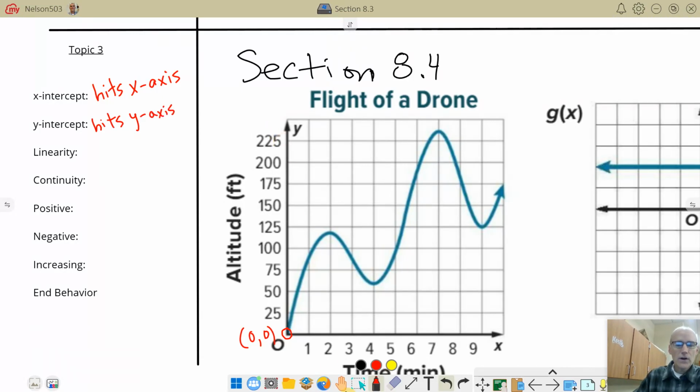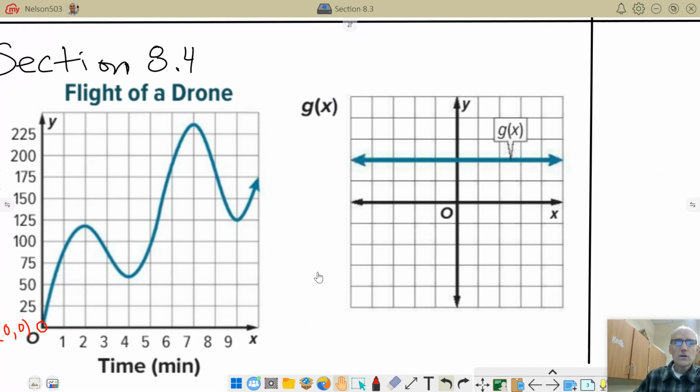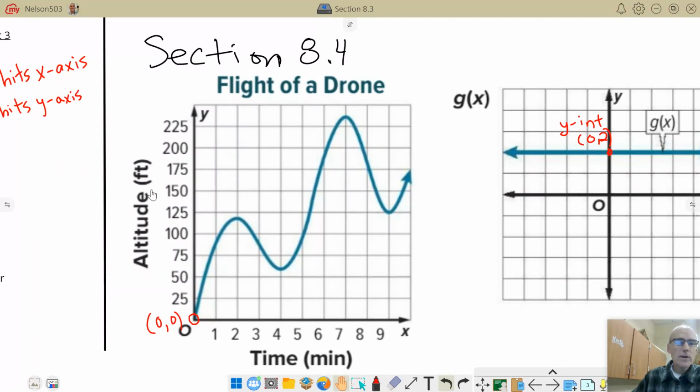Let's look at a different graph here for a second. If you saw this graph, it looks like the y-intercept is 2, or people often give the whole ordered pair 0, 2. And then there is no x-intercept, right? Because it looks like this is a horizontal line, so it's never coming down to hit this x-axis. So we know intercepts.